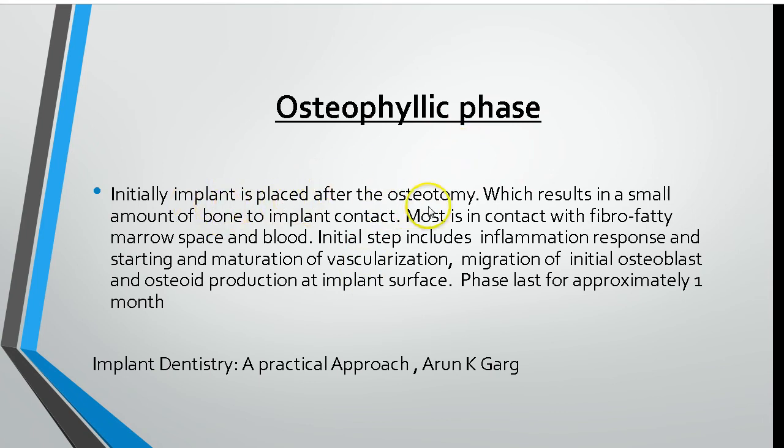So let's look at our osteophilic phase, which is when the implant is initially placed after the osteotomy. Osteotomy is when we use our drills and make a hole in the bone, just to simplify it. This results in a small amount of bone-to-implant contact, which makes sense because we removed a lot of bone. Some parts are in contact with the implant, and in other parts you have blood, red blood cells and other cells taking the space. Most of it is in contact with fibrofatty marrow space and blood, like we talked about.